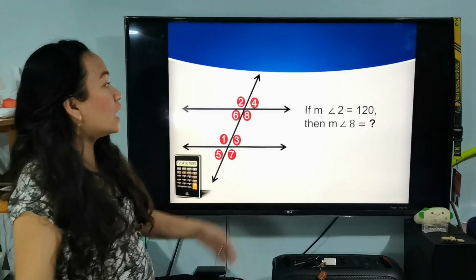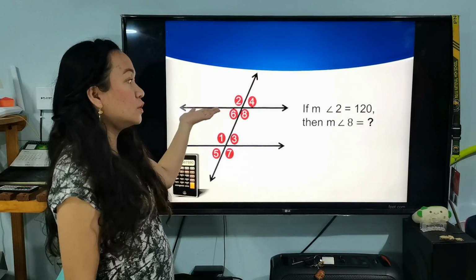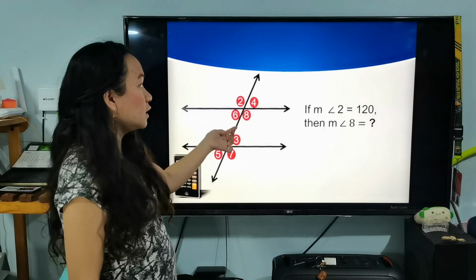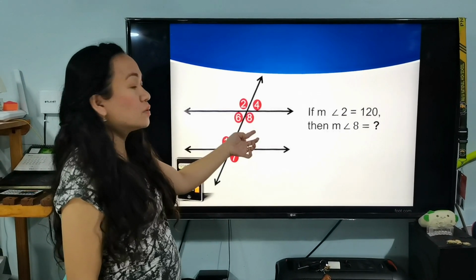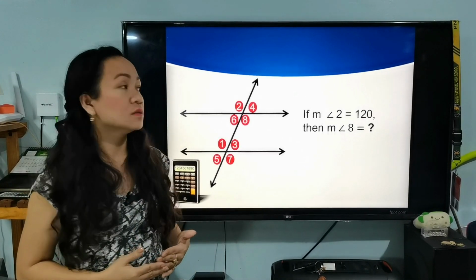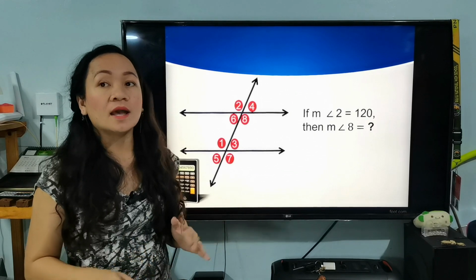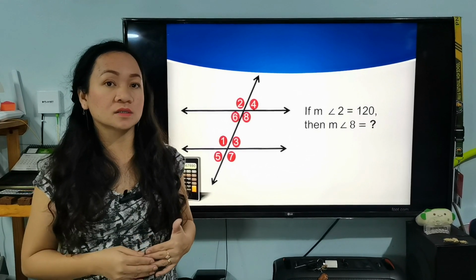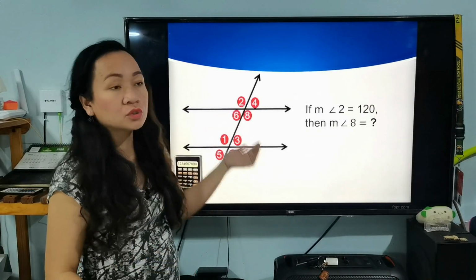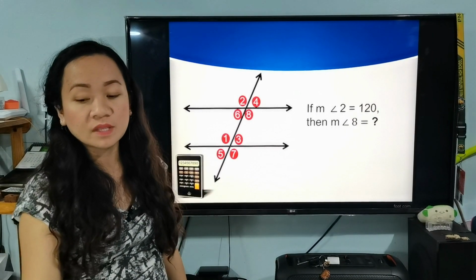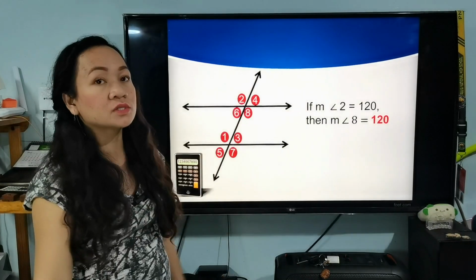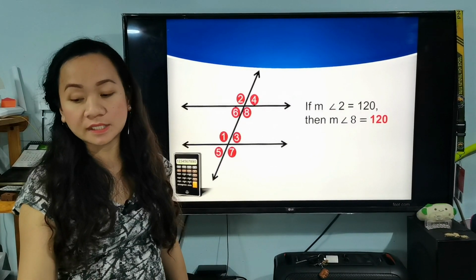Okay, next example. If the measure of angle 2 again is 120 degrees, then what is the measure of angle 8? As you can see in our illustration, angle 2 and angle 8 are vertical angles, and all vertical angles are always congruent. So, if the measure of angle 2 is 120 degrees, the measure of angle 8 is also 120 degrees.